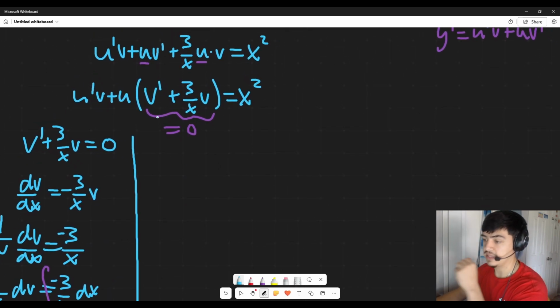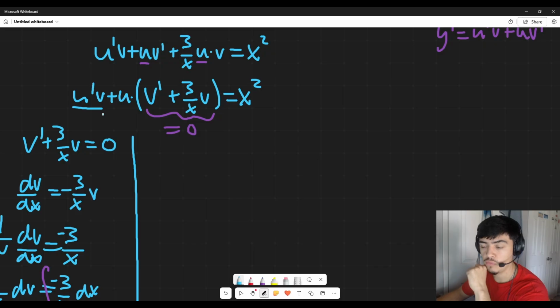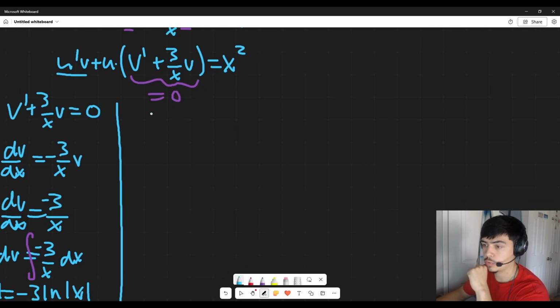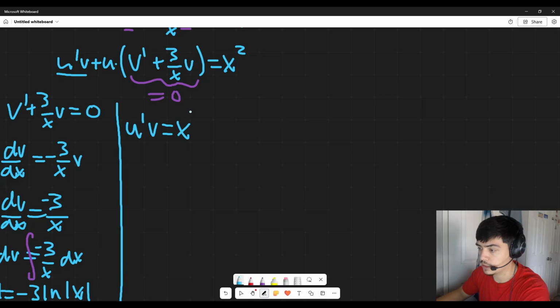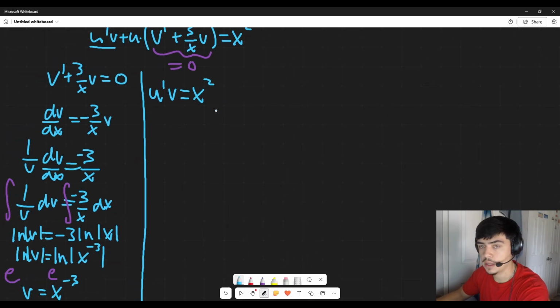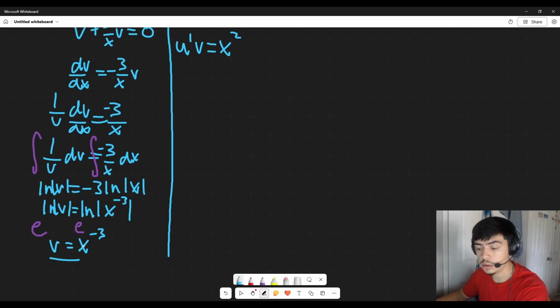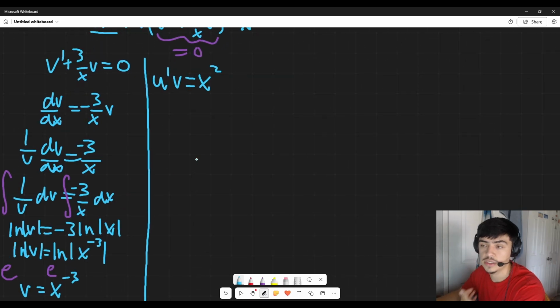Since we set this part equal to 0, this u goes away, right? u times 0 is 0. So what we're left with is u prime times v. All this is 0, equaling x squared, right? So we have this u prime times v equaling x squared, okay? But now we already know what v is, so this is much easier.